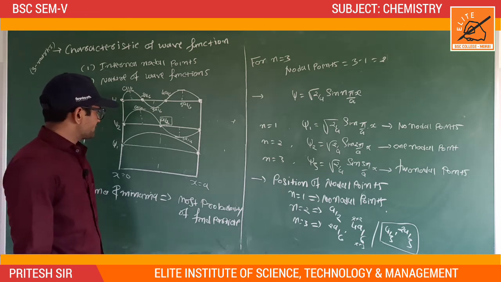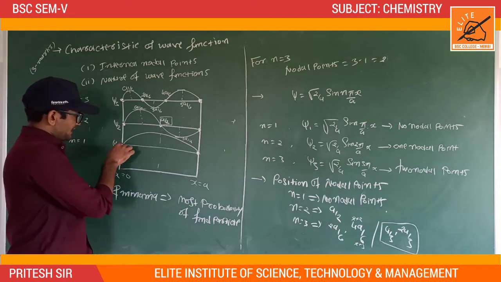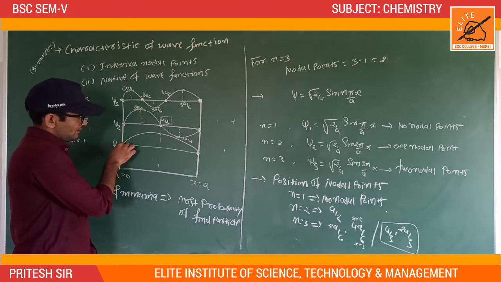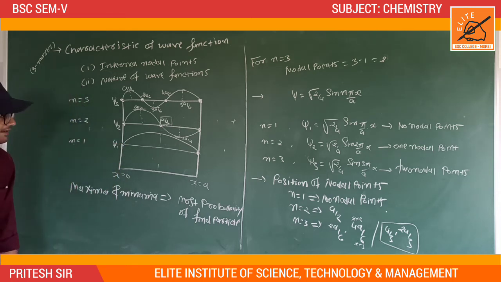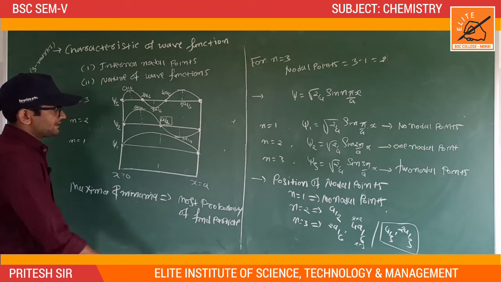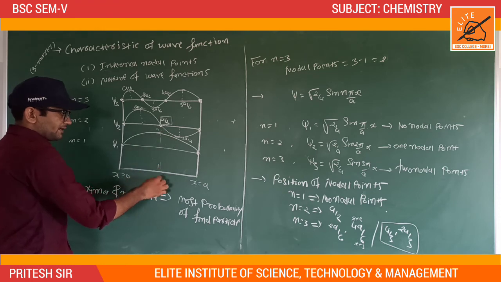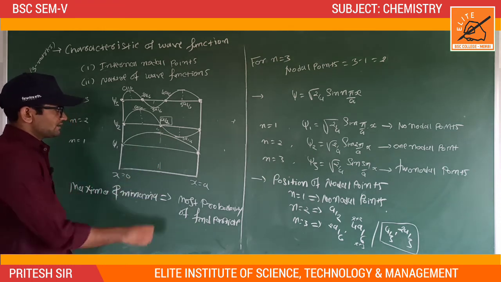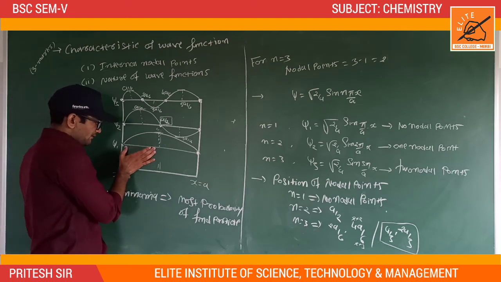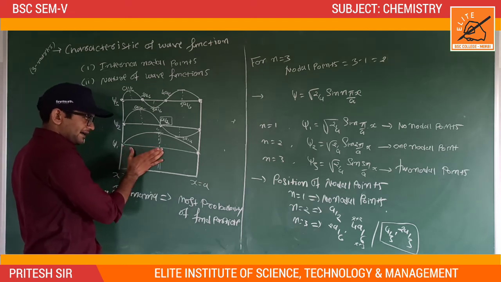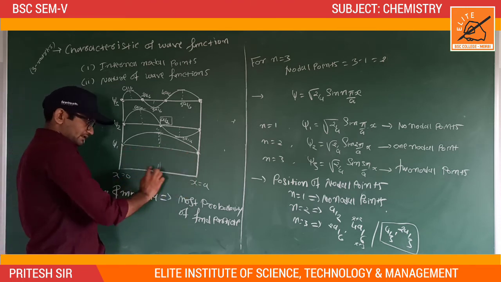Okay, so in this case suppose for psi 1 there are no nodal points. It means for n is equal to 1 there are no nodal points, and the maxima is at a by 2. For psi 1 the maxima is a by 2 because this value becomes a by 2. Okay, suppose I divide this graph into two parts, then this value will become a by 2 and this is also a by 2. Okay, so a by 2 plus a by 2 covers 0 to a.